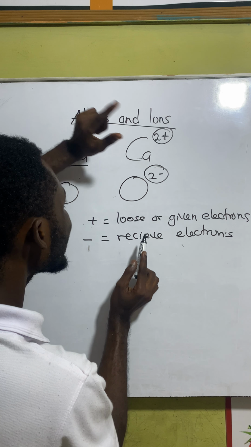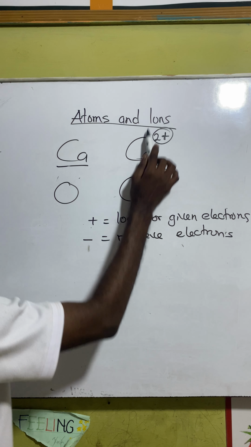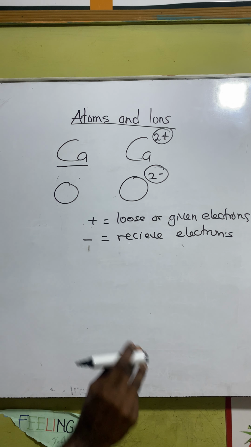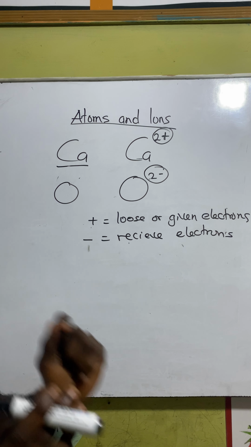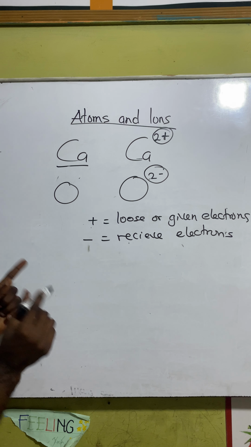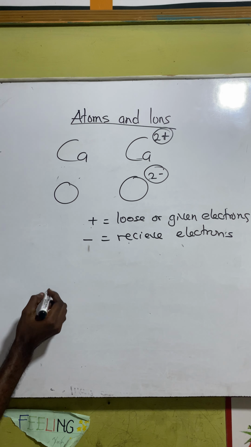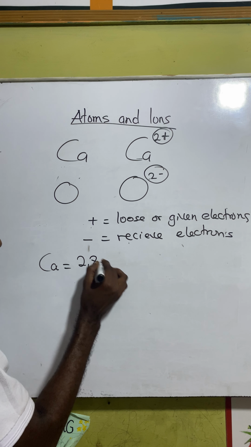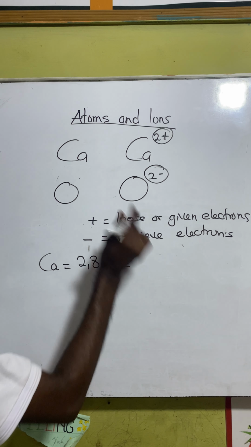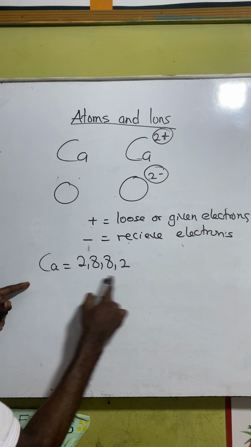Are you getting it? The reason why they have given this out is to be stable, meaning that their last shell is complete. Now let's see the difference of what I was trying to talk about so that we don't get confused. Suppose you have calcium, which has an electronic configuration of 2, 8, 8, 2. This one is the atom of calcium.